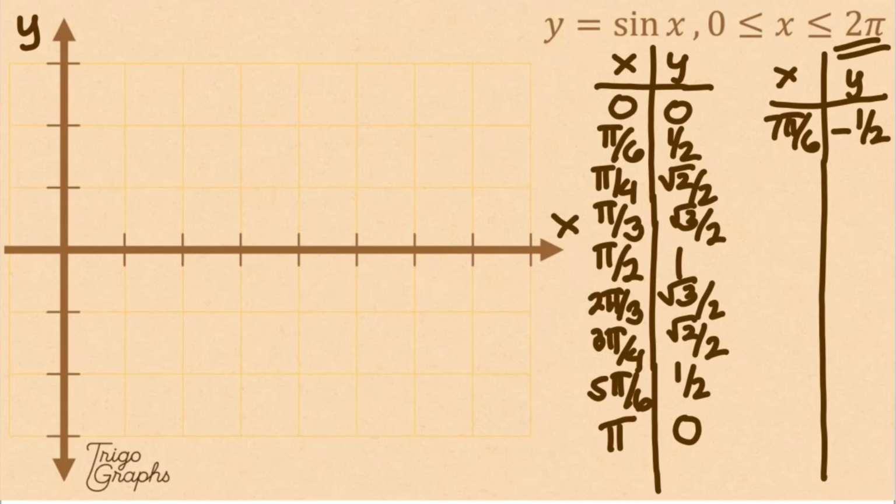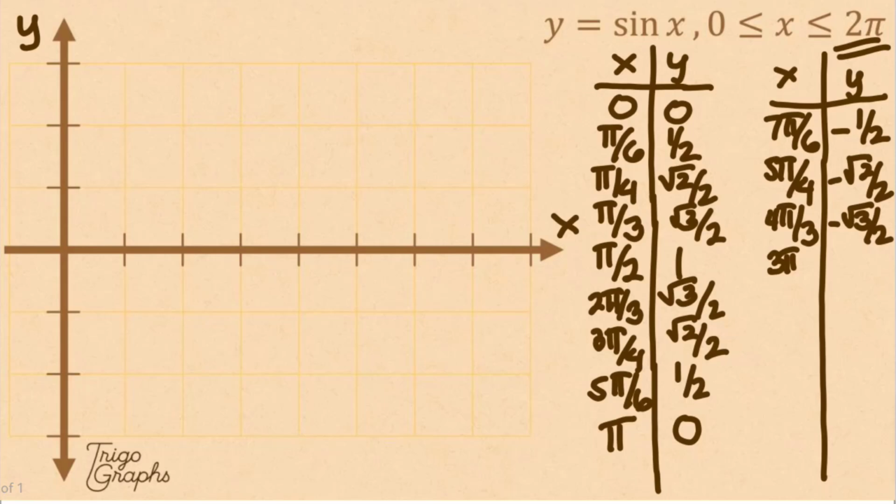The next special angle here is, of course, what we know as 5 pi over 4. This is equivalent to negative square root of 2 over 2. To be followed with 4 pi over 3. And the equivalent value for the y for that is negative square root of 3 over 2. We will reach here another special angle on the y-axis, which is the 3 pi halves, or the 270 degrees, which would give us the value of y equivalent to negative 1.